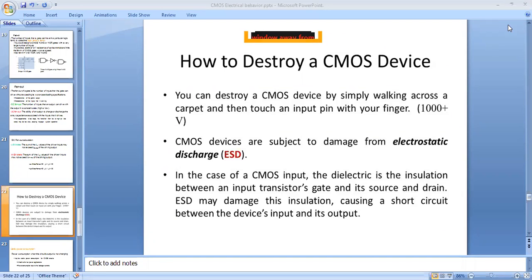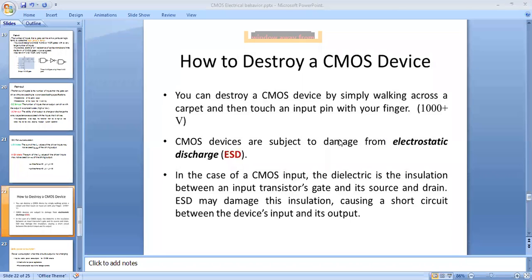Suppose we apply a high charge to the input side plate, then automatically the opposite plate generates a higher charge. Due to that effect, the CMOS is destroyed. That effect is considered as electrostatic discharge. Electrostatic means we destroy that dielectric medium by applying a high voltage. So that method is called electrostatic discharging.